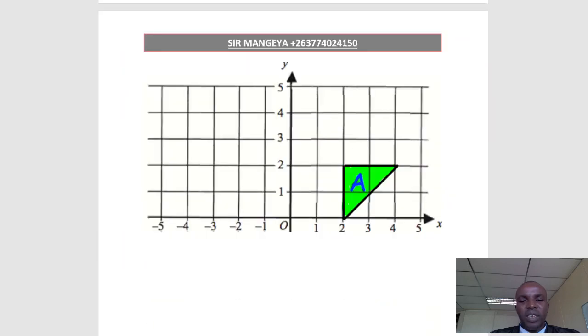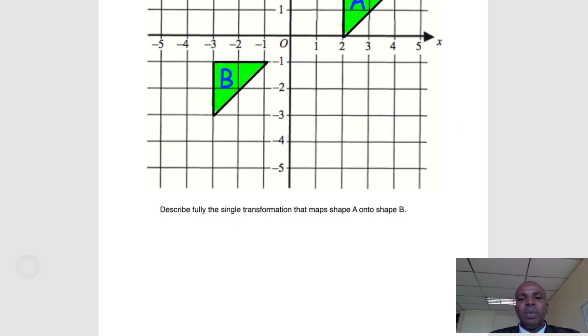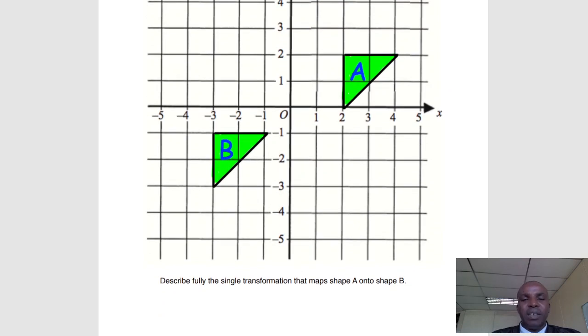Done. Then on this one, describe fully the single transformation that maps shape A onto shape B. You write this one, check on the signs. Size is the same. Direction is the same. It's a translation. So write translation first, that's a mark. Then you have to now write the vector of translation. Let's find the vector now. I can take this point and this point. It's A onto B. So you start with the point on shape B. So it's minus 1, minus 1.